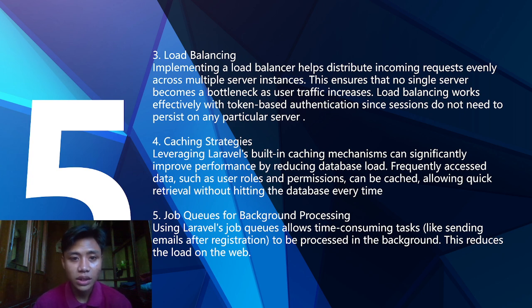Number 3 is load balancing. Implementing a load balancer helps distribute incoming requests evenly across multiple server instances. This ensures that no single server becomes a bottleneck as user traffic increases. Load balancing works effectively with token-based authentication since sessions do not need to persist on any particular server. Number 4 is caching strategies.